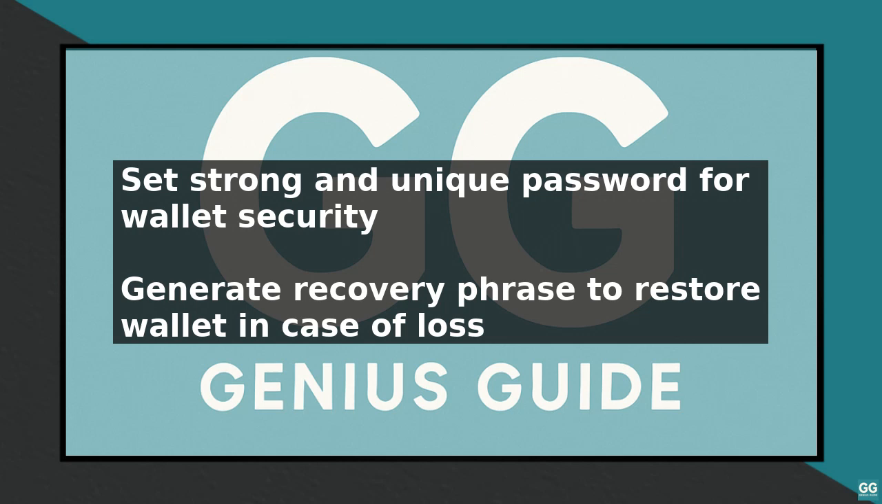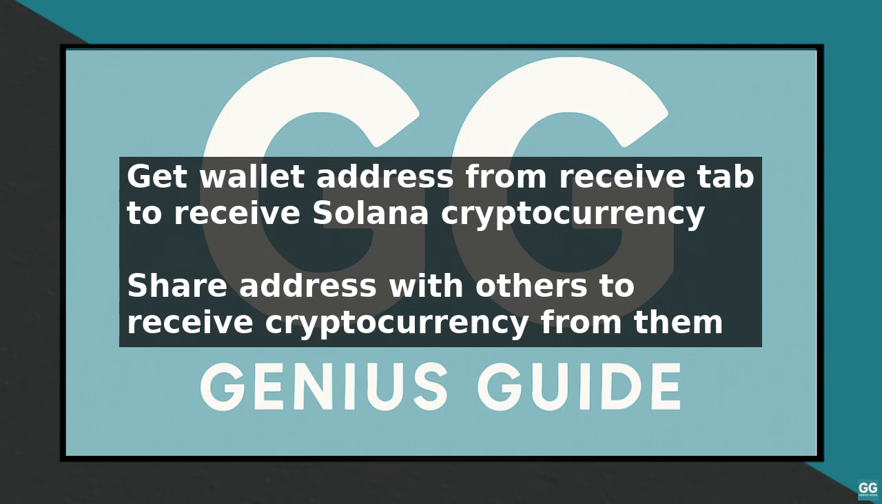Now that your wallet is created, you can send Solana cryptocurrency to it. To do this, you will need to get your wallet address. In the Phantom Wallet extension, click on the Receive tab and you will see your Solana address. You can share this address with others so they can send you Solana cryptocurrency.